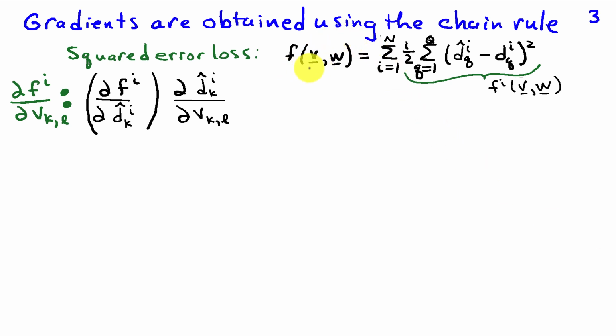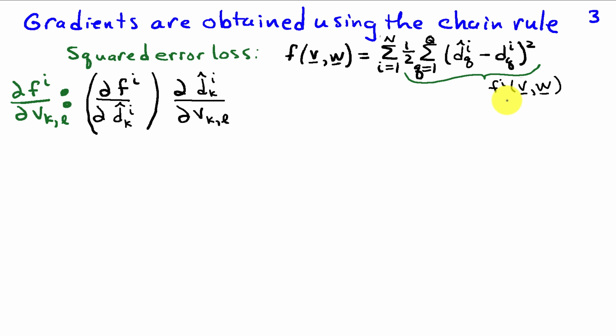We'll do this for the squared error loss. The loss as a function of the weights at the different layers can be written as the sum over all the training samples, and then we're going to throw in a factor of 1/2 here to simplify things when we differentiate, and we'll sum over all the output nodes of the squared difference between the predicted label and the actual label. Now we'll call this sum over all the output nodes for the ith training sample f sup i. So remember, stochastic gradient descent is operating on this loss for a particular training sample.